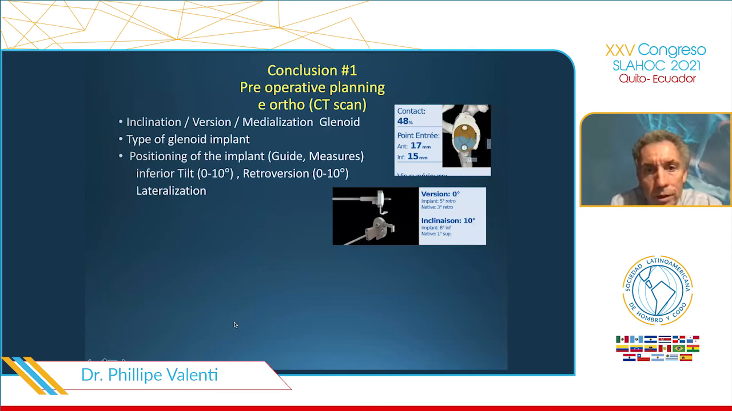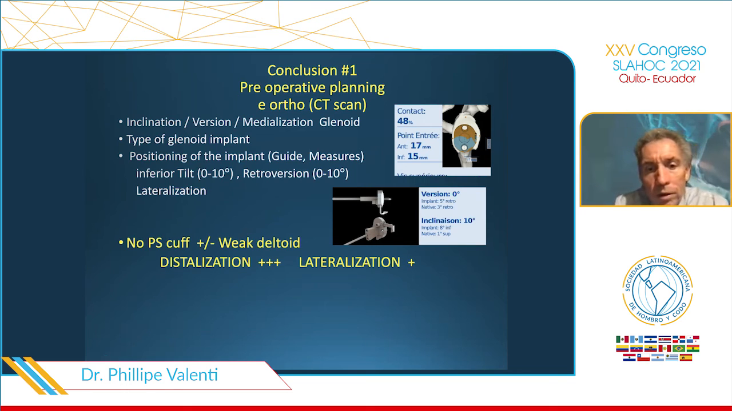My first conclusion is that the eOrtho software is very useful and we use it systematically for all the prostheses, anatomic or reverse, because we proved that this software is reliable and increases the precision of my implantation of the prosthesis. So we can define the inclination, version, medialization of the glenoid, the type of the glenoid implant, the degree of inferior tilt, retroversion, and lateralization.